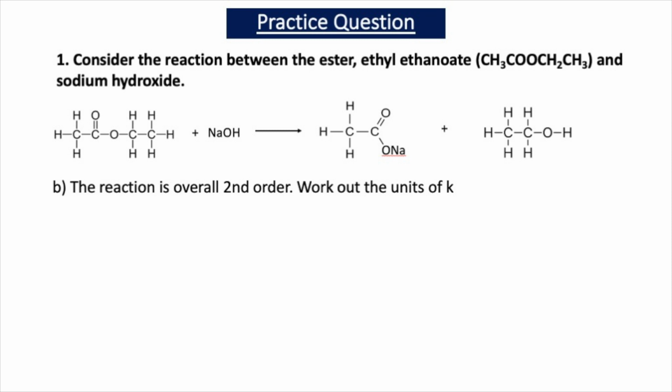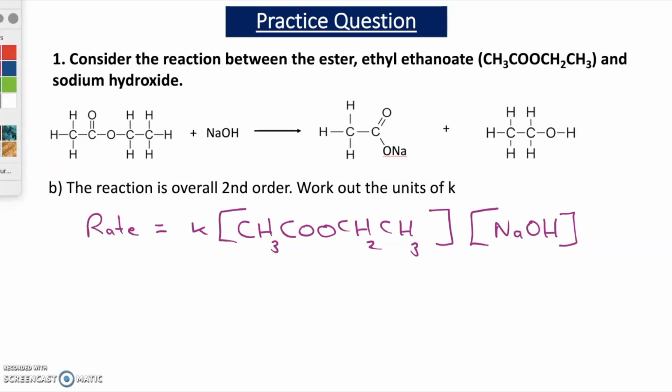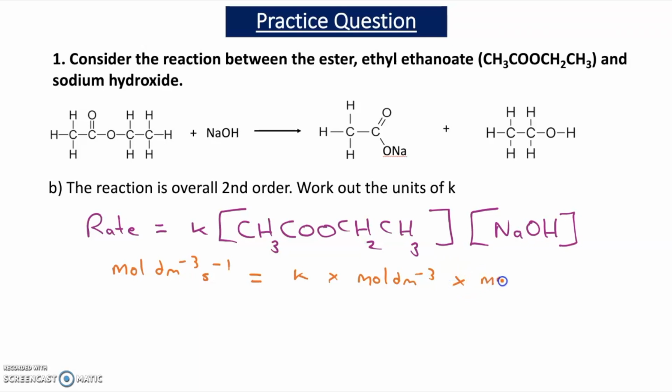Now, question B says the reaction is overall second order, work out the units of K, and we've already seen it's second order overall because we've written the rate equation. And rate is equal to K times the concentration of the ester times the concentration of NaOH. So to work out the units of K, we just substitute in the units for rate, which is moles per decimeter cubed seconds to the -1. Now that's equal to K times the concentration of ester and NaOH. And concentration is measured in moles per decimeter cubed. So it'll be equal to K times moles per decimeter cubed times moles per decimeter cubed.